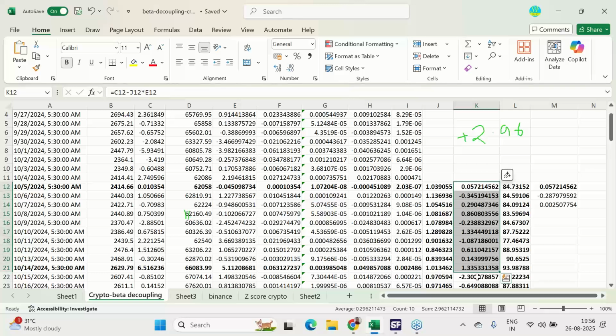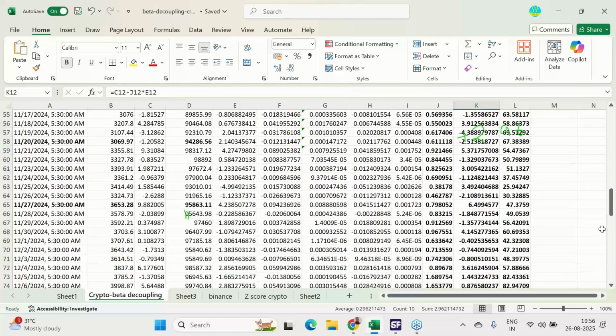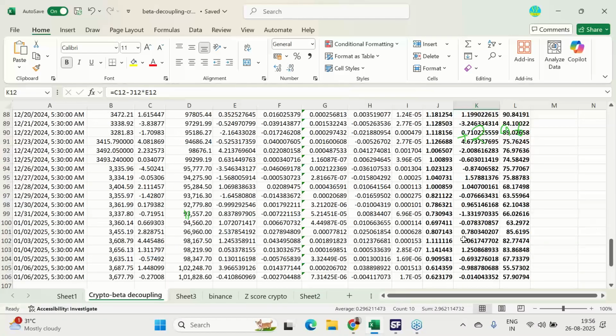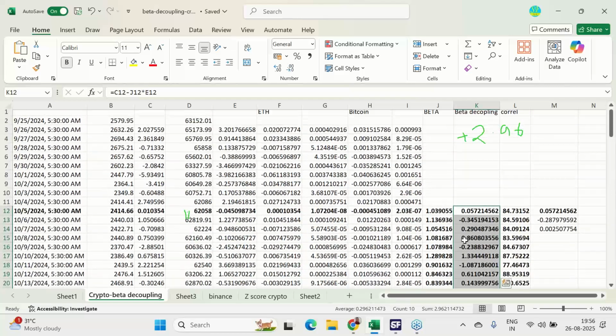But suddenly, the next day you see that negativity is coming and it is balancing it off. Till 14th of October, it had given a positive decoupling of 2.96. Suddenly something changed on the 14th and it is going negative and balancing. So what does this positive decoupling mean? Positive decoupling means buy dependent, sell independent.